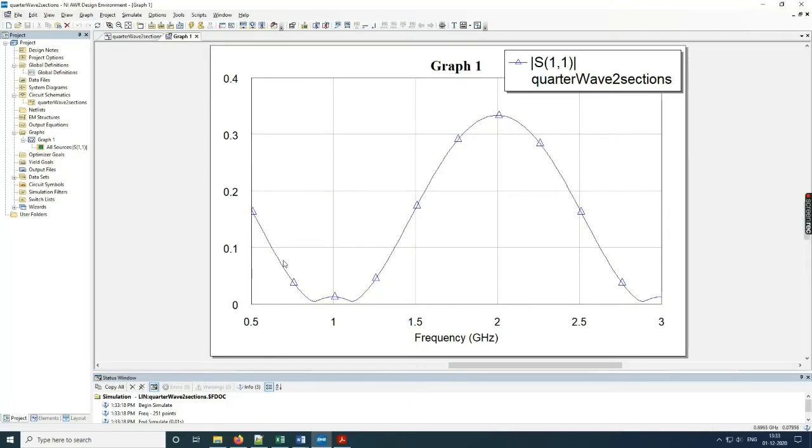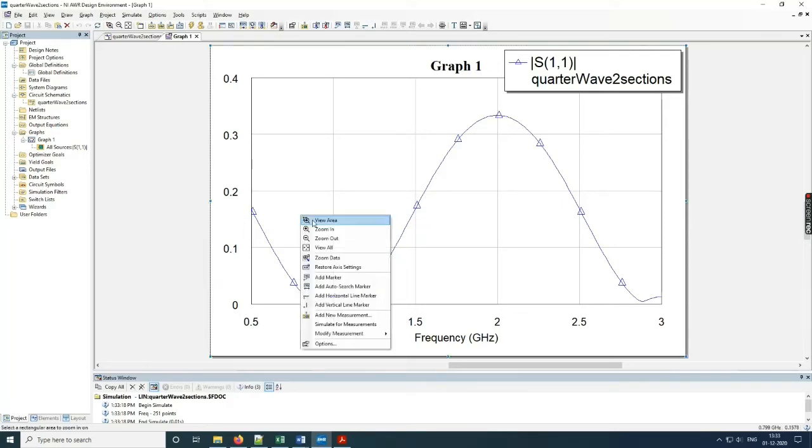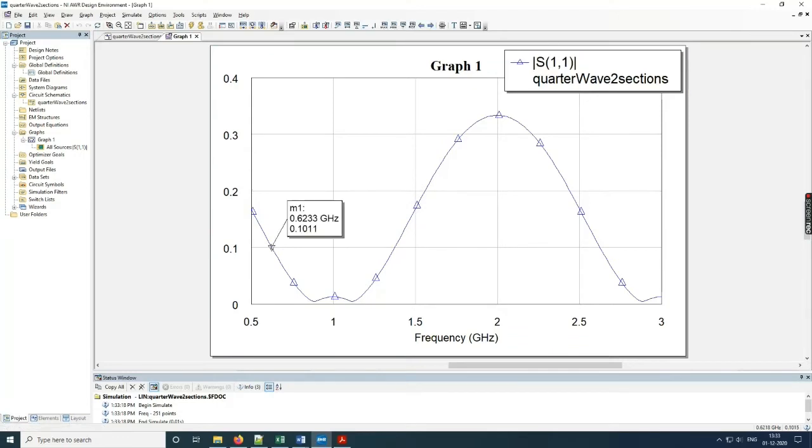And here we go. You can see that the mod of gamma is very close to 0 for a very large range of frequencies. If you now put another marker, we can see earlier the bandwidth was from 800 megahertz to about 1.2 gigahertz. Here, it is now from 623 megahertz to about 1.384 gigahertz, which is much more than what we had got in the case of a single section quarter wave transformer. Now, using this approach, we can continue to increase the number of sections.